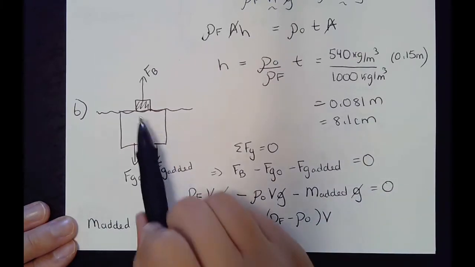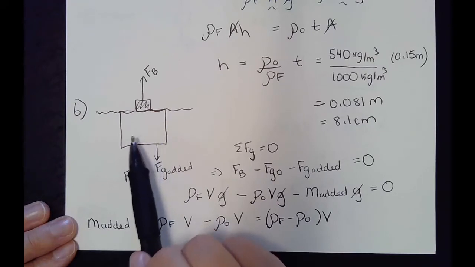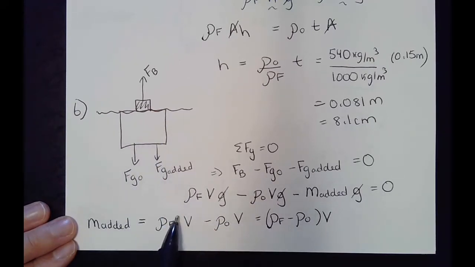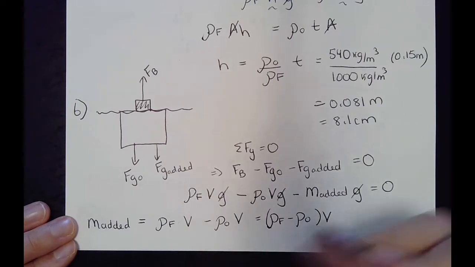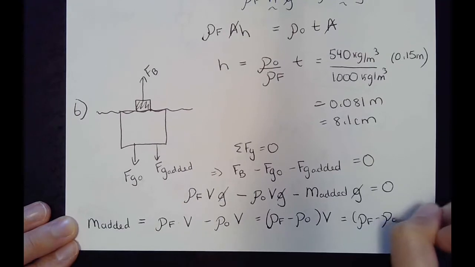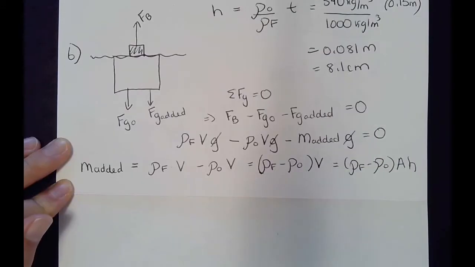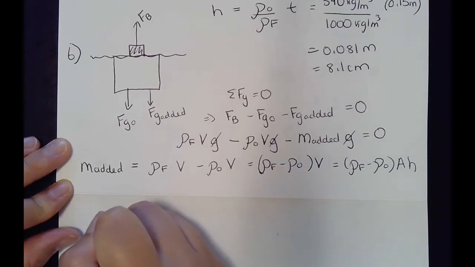We can do this since the entire object is submerged, so the volume of the fluid displaced is equal to the volume of the object this time. That's why I haven't added subscripts. And then this will be equal to rho F minus rho O, area times height. Okay, made a bit of extra room here, so then we can plug in here.